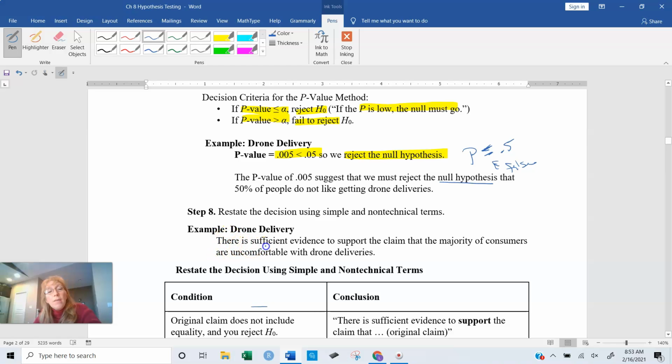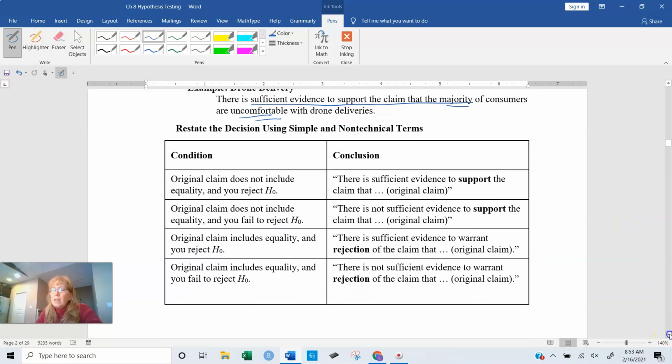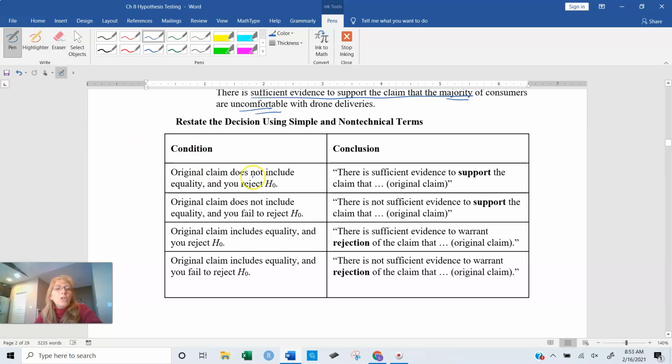There is sufficient evidence to support the claim that the majority of consumers are uncomfortable with drone deliveries, is how we would state that. And here are some things to help you write these because it is a little bit confusing. Original claim does not include equality and you reject the null: there's sufficient evidence to support the claim. Original claim does not include equality and you fail to reject the null: there is not sufficient evidence to support the claim.